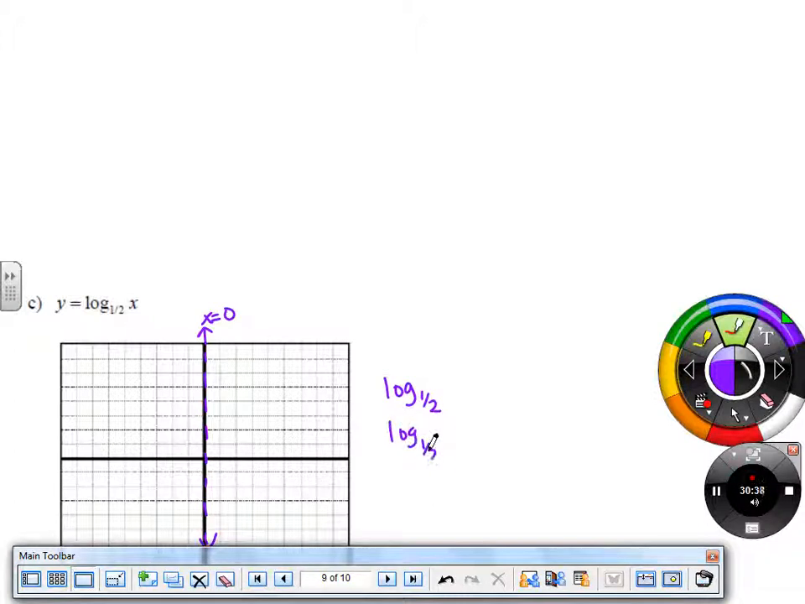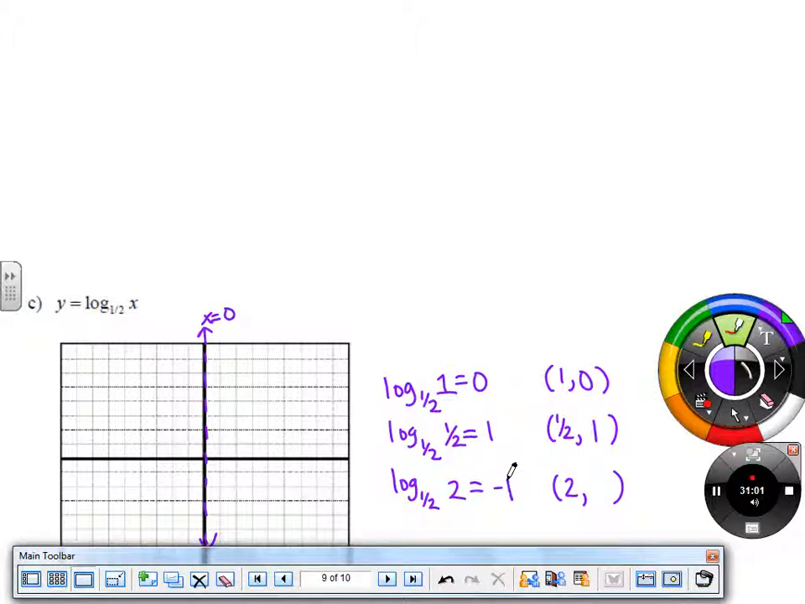I want the easiest things possible to plug in using log base 1/2. So for me, I believe that that's using 1, and then it's using the number that's the same as the base and the number that's the reciprocal of the base. So here I've plugged in 1, I've plugged in the same number as the base, and the number that's the reciprocal of the base. And this gives me results of 0, 1, and negative 1. And those are 3 points that I can draw my curve from.